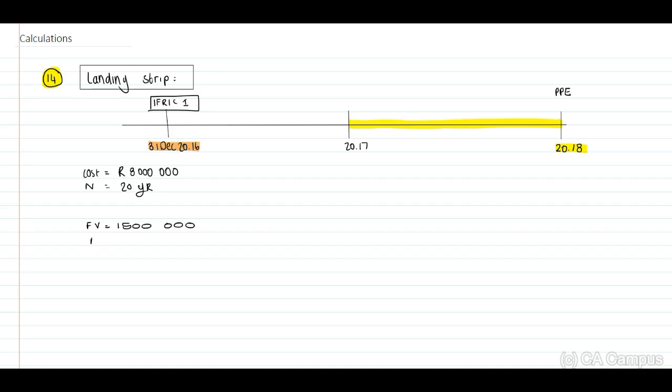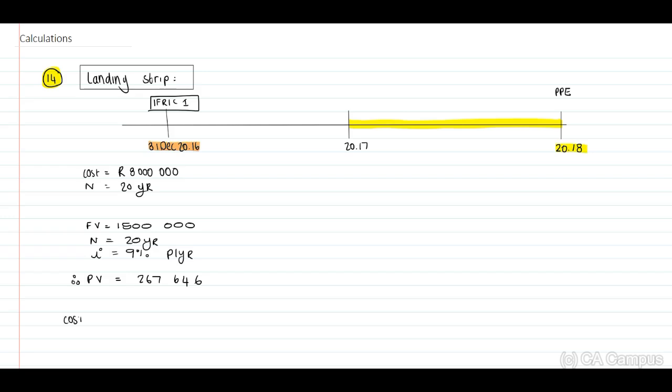We need to determine what is the present value now. Therefore, N is 20 years and our interest rate is 9% per year. Important, guys. Period is in years. My rate is in years. Therefore, my present value on 31 December 20.16 will be an amount of 267,646. Okay. Are you guys with me?